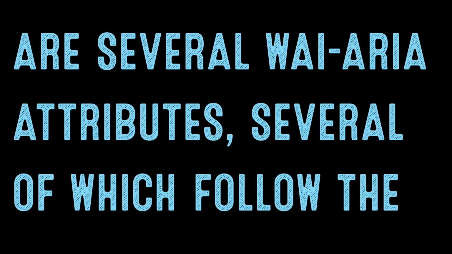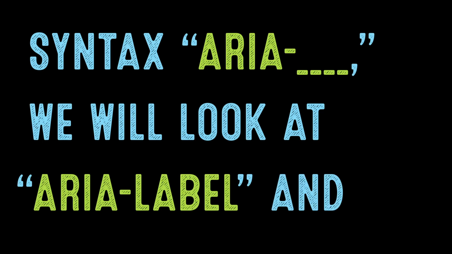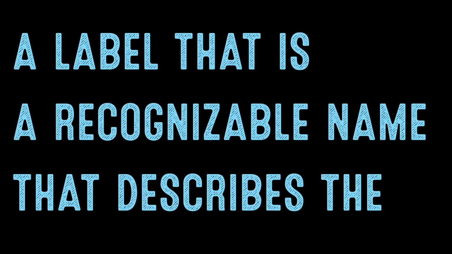While there are several WAI-ARIA attributes, several of which follow the syntax aria-*, we will look at aria-label and aria-labelledby. The aria-label attribute provides a label that is a recognizable name that describes an object. Here is an example.